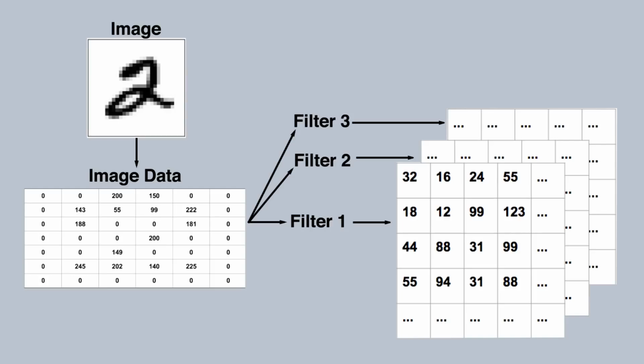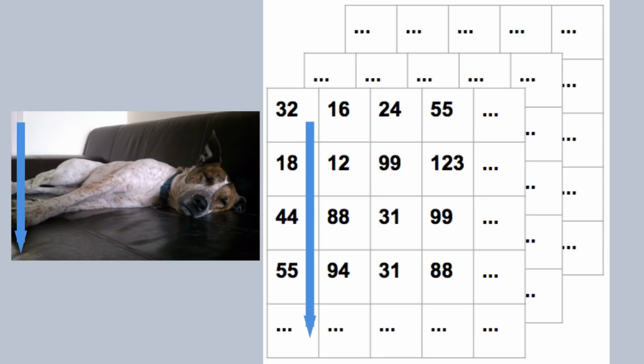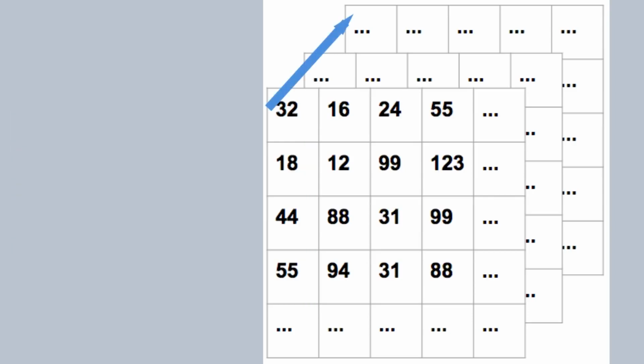The result is a representation of the image in 3 dimensions. Moving across the first dimension means moving horizontally through the image. Moving across the second dimension means moving vertically through the image. And moving through the last dimension takes you from the output of one convolution to the next. This last dimension is called the channel dimension.